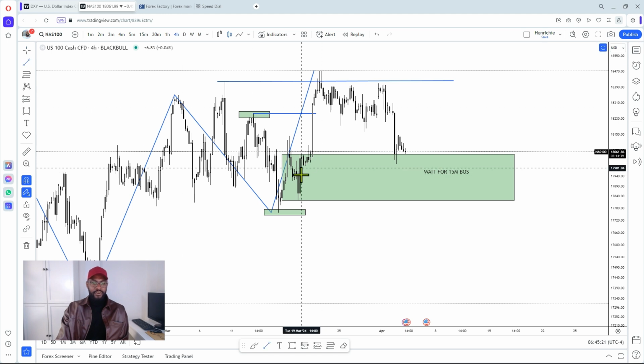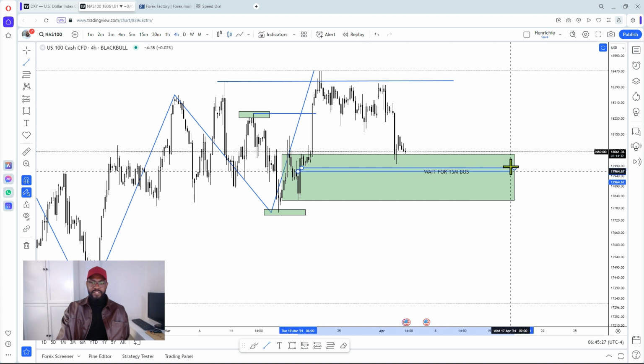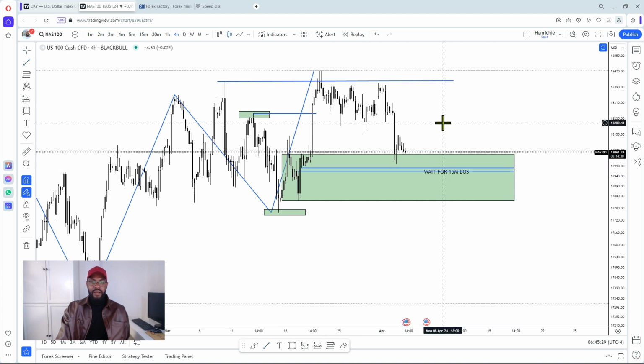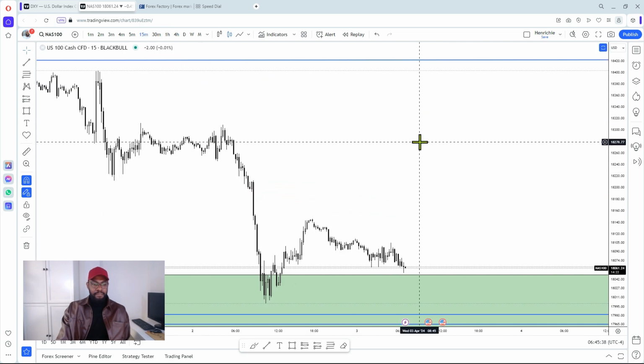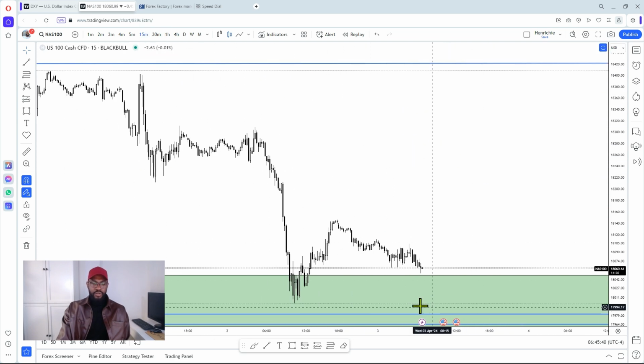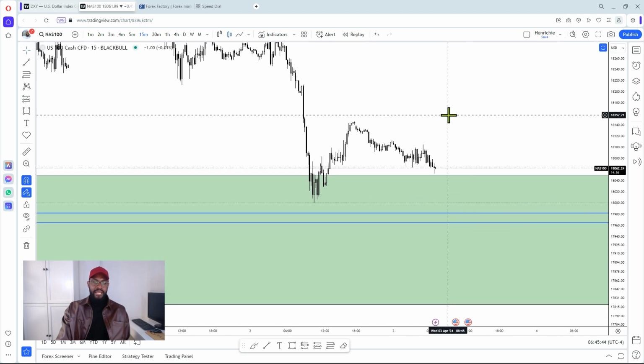Another key level that I also outlined is this. It's also very essential for us to note that we have an inefficiency resting right here. Now, it's not compulsory for price to come into this inefficiency, but the most important thing for us is to see a significant 15 minutes break of structure from this key level. And if we don't see that, then we remain on the sidelines.